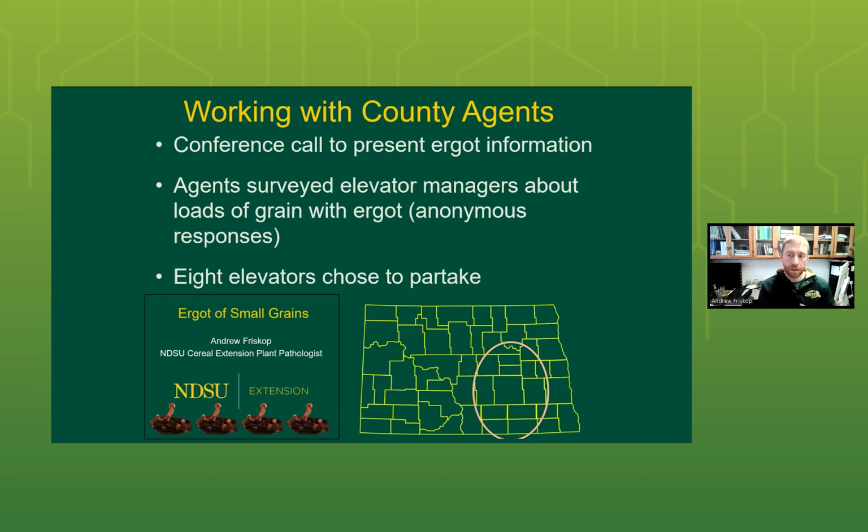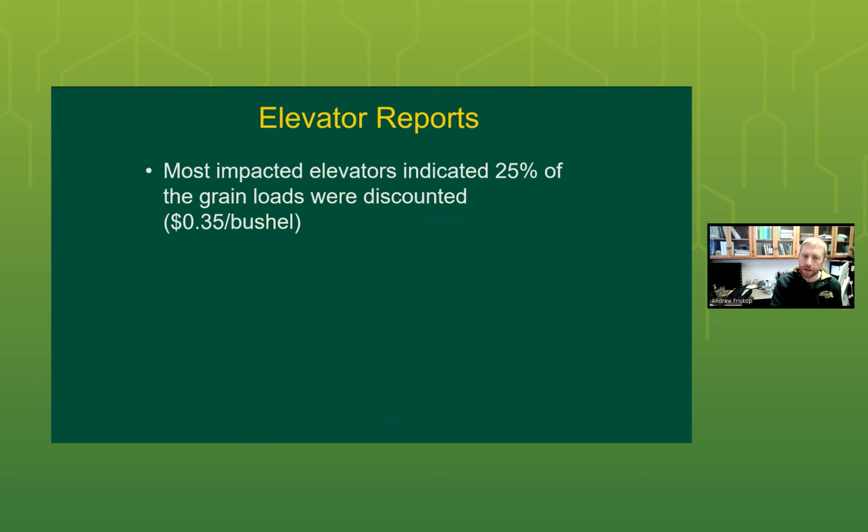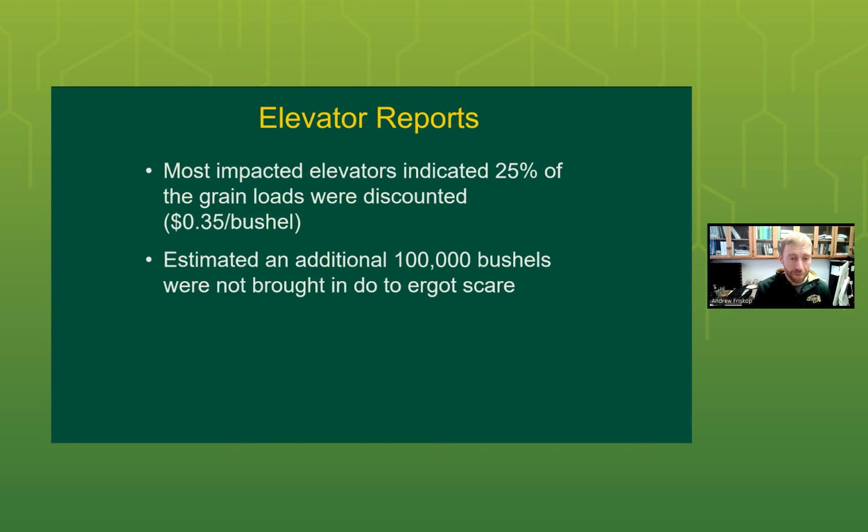Now, this was what I call a mass effort. We had 8 elevators partake, but I think it gives us a pretty good representation of what happened in 2018. The most impacted elevators indicated 20% of the grain loads were discounted at the time at 35 cents a bushel, which is a pretty steep discount, indicating that you're going to start prompting fears of bringing in any more grain, which means they're going to have to store it. And in 2018, wheat was going to be the cash crop, and soybeans were going to be the one that was binned. So now we started creating some storage issues because of it as well.